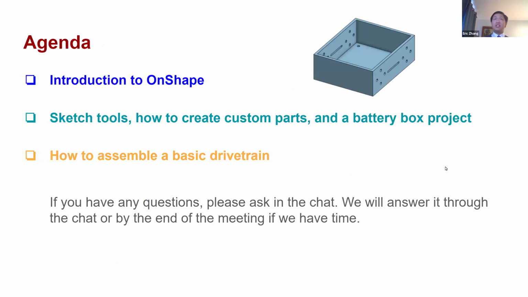So here's our agenda. First of all, I will give you an introduction to Onshape. Then afterwards, you will be able to create custom parts through the example of creating a custom battery box. In FTC, you have a robot, and the robot is powered by a battery, and this battery box is meant to hold the battery in place and to prevent it from collisions or from moving. And if there is time at the end, then I will also teach you how to assemble a basic drivetrain.